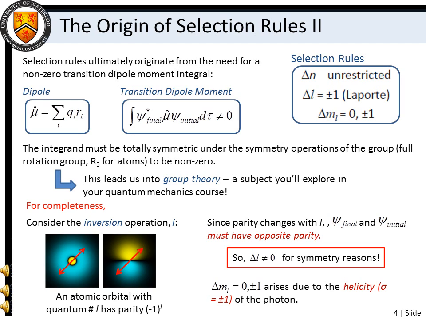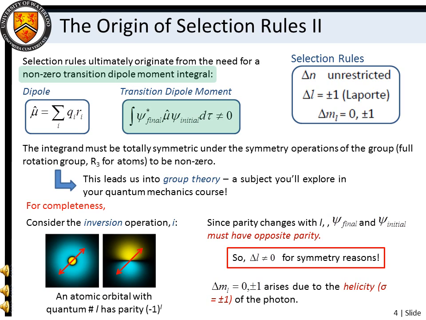Ultimately, selection rules originate from the need for a non-zero transition dipole moment. There must be a non-zero dipole moment during transitions because this provides the electric field in the atom or molecule with which the photon's electric field can interact. Mathematically, the transition dipole moment is the product of the initial wave function, the dipole moment operator, and the complex conjugate of the final wave function, integrated over all coordinates. For this integrand to be non-zero, it must be totally symmetric under all operations of the symmetry group. This leads us into a detailed discussion of group theory, which is beyond the scope of Chemistry 209.